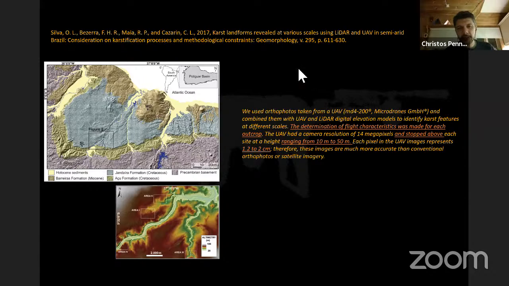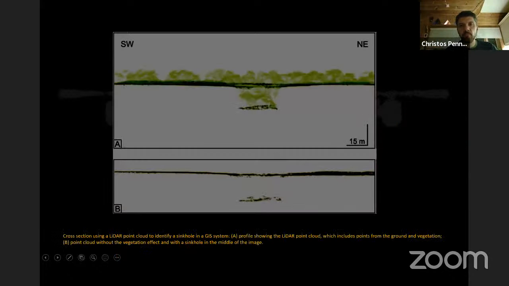And they are quoting that their data, this type of work, enabled them to acquire higher resolution data compared to the conventional orthophotos and satellite images that are available for the area. Here is a picture from their results.